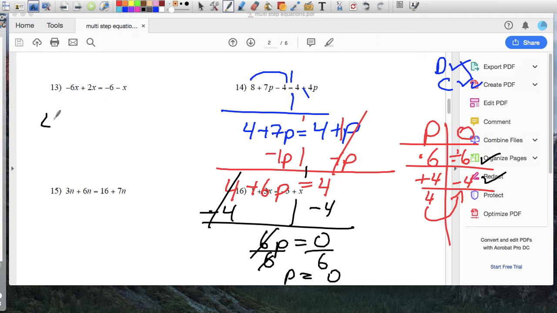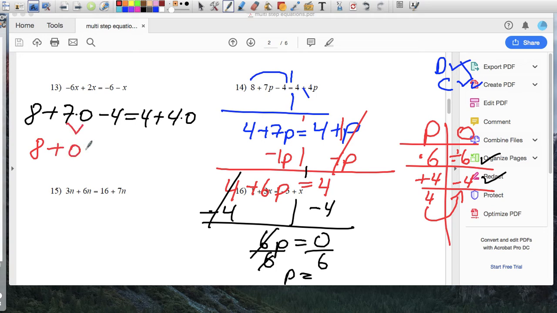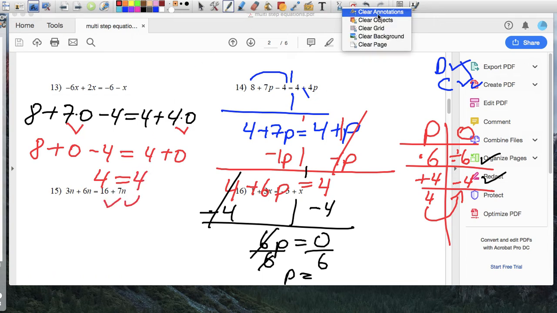Let's check. So on top here, you got 8 plus 7 times 0 minus 4 equals 4 plus 4 times 0. You have to check if that works. 8 plus 7 times 0 is 0. Minus 4 equals 4 plus 4 times 0 is 0. 8 plus 0 is 8. And then 8 minus 4 is 4, which equals 4 plus 0, which is 4. So that works out nicely.